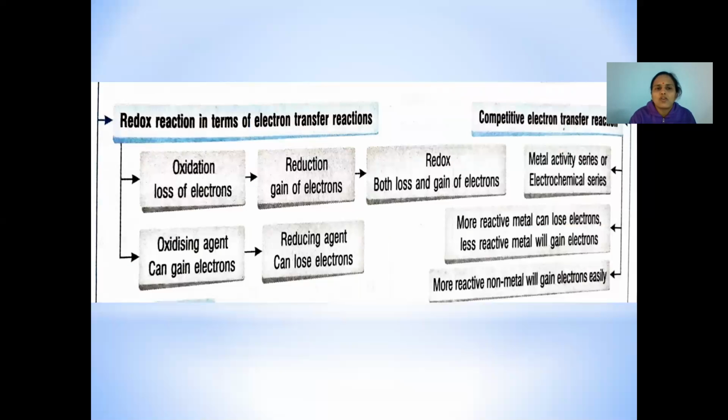Let's see the flow chart of redox reaction in terms of electron transfer reactions. As I said, oxidation is loss of electrons and reduction is gain of electrons. Oxidizing agents are those that can gain electrons and reducing agents are those that can lose electrons. Redox reactions are those in which both loss and gain of electrons take place. Competitive electron transfer reactions say that more reactive metal can lose electrons, less reactive metal will gain electrons. More reactive non-metal will gain electrons easily.